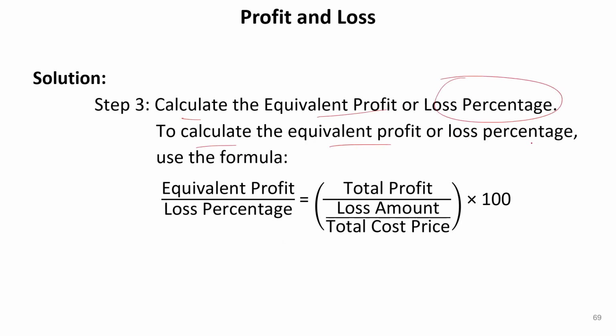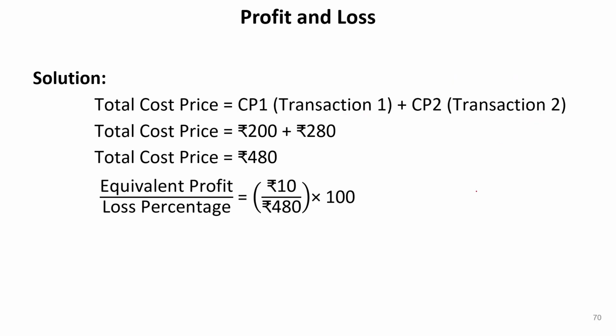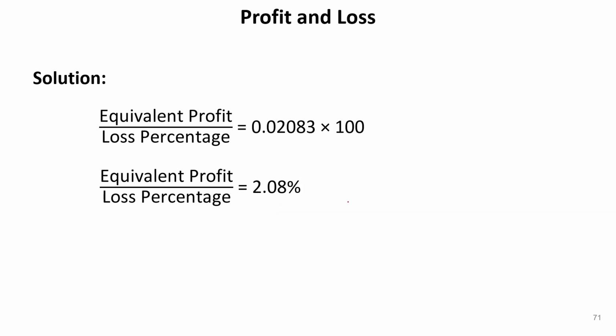To calculate the equivalent profit or loss percentage, use the following formula: equivalent profit or loss percentage is equal to total profit or loss amount whole by total cost price into 100. So putting in the values, what we are left with is 10 by 480 whole into 100. This is 2.08%. This will be the correct answer.